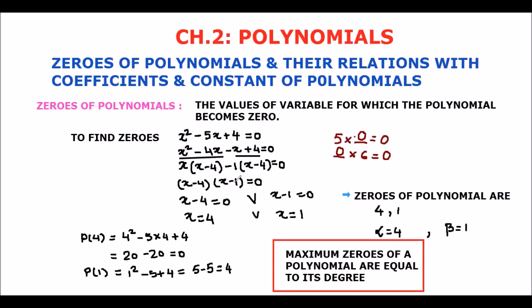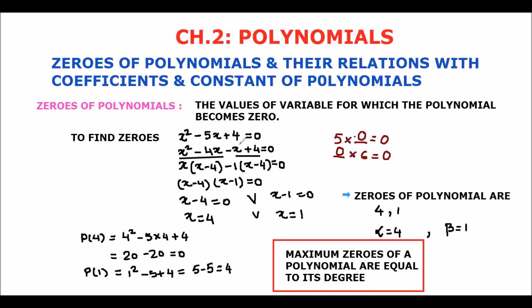The product of these two brackets is equal to 0. So either the first one is equal to 0 or the second one is equal to 0. So the value of x can be equal to 4, or, this is a symbol for writing or, it is equal to 1. Children, let us verify. Let's put the value x equal to 4 in this given polynomial. When you put it, you will get 20 minus 20, that is equal to 0.